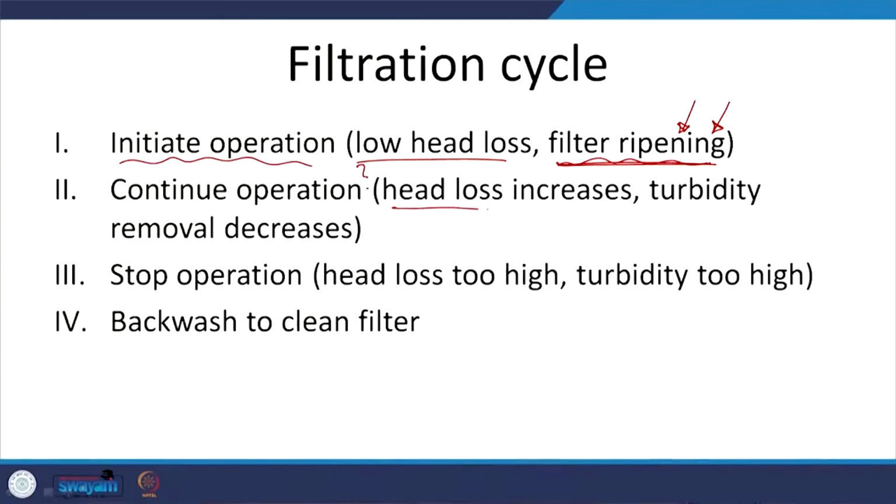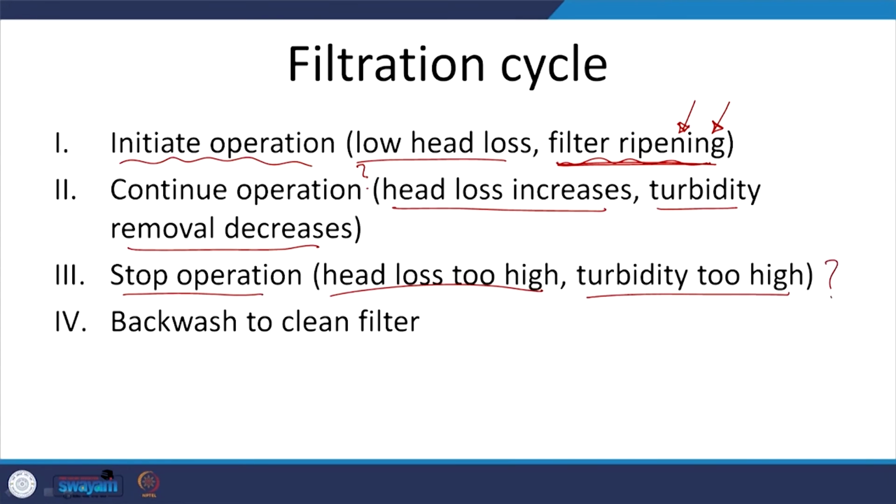So you look at two factors when determining how long you want to run the filter. You will look at the time it takes for an unacceptably high level of head loss to be achieved, or the time it takes for an unacceptably high level of effluent turbidity to be reached. Head loss increases during that period and turbidity removal decreases. When am I going to stop operation? When the head loss is unacceptably high or turbidity is too high. We will choose the smaller of the two.